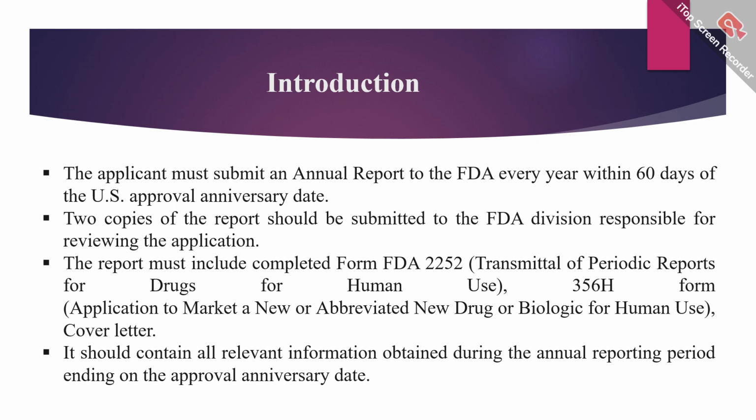The report should include two forms and one cover letter. That is, one is 2252 form. This is for only annual reports. Transmittal of periodic reports for drug for human use. And also the other one is 356H form. This is application to market a new or abbreviated new drug. 2252 form is only for annual reports, but 356H form is for every supplement, PAS, etc. For everything we submit 356H form.